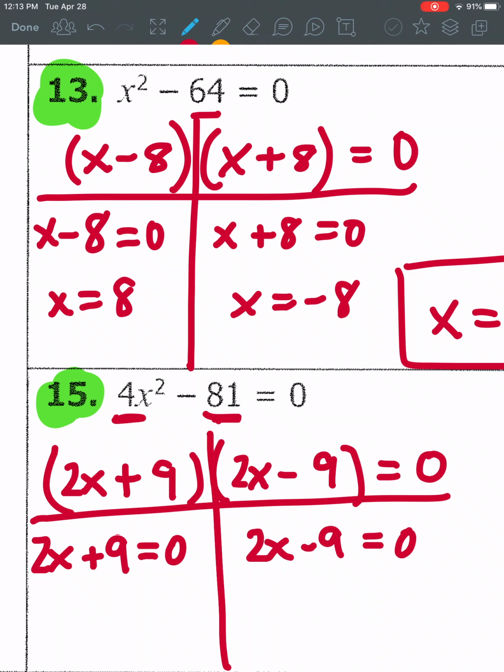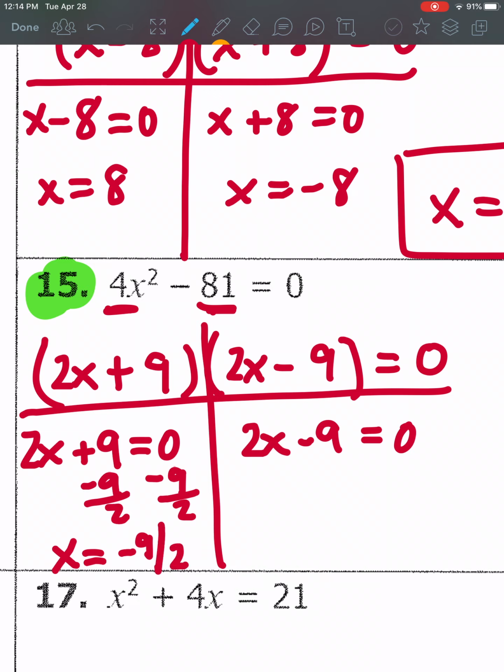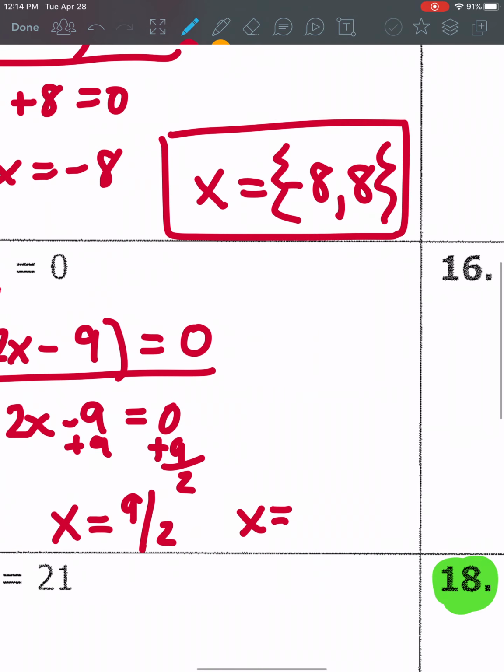All right, and then I'm going to kind of do this in my head. We subtract 9, divide by 2. So x equals negative 9/2. And then also add 9 and divide by 2. That's just solving a two-step equation. So x equals positive 9/2. And we write them with our squiggly brackets. All right.